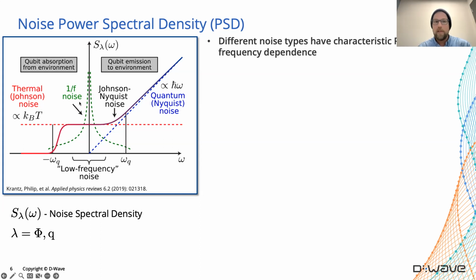Another ubiquitous type of noise is 1/f noise. This is a noise that's peaked at low frequencies and decays going to higher frequencies, and typically has this 1/f type spectrum.